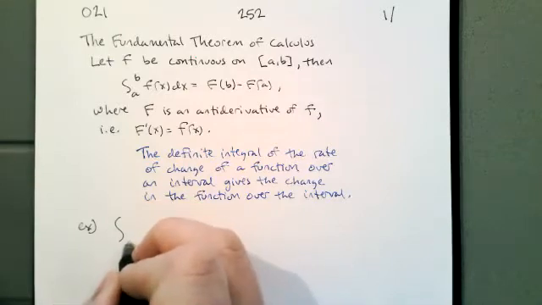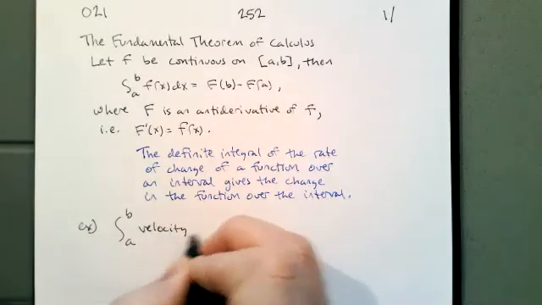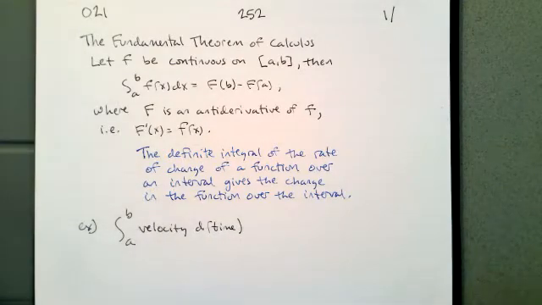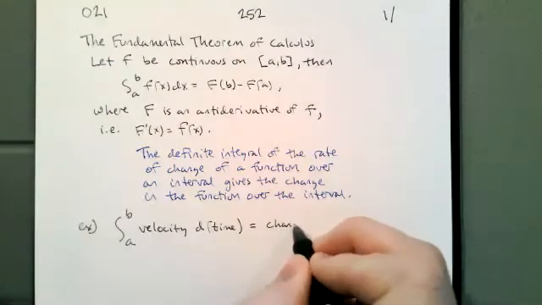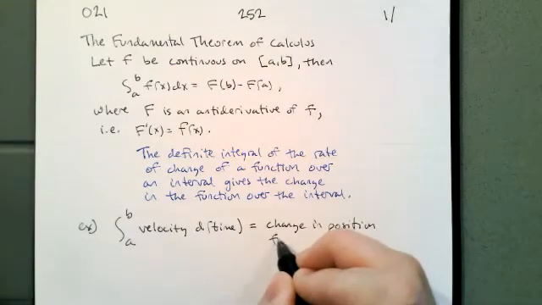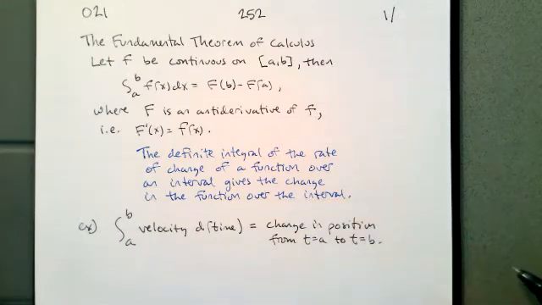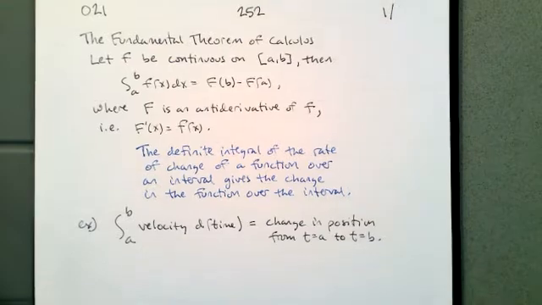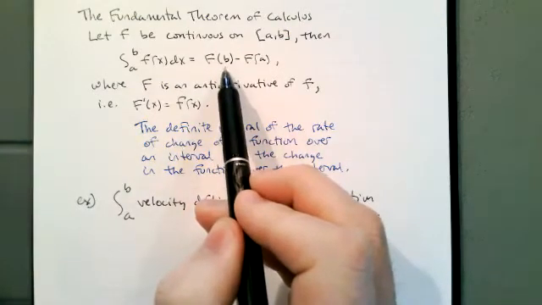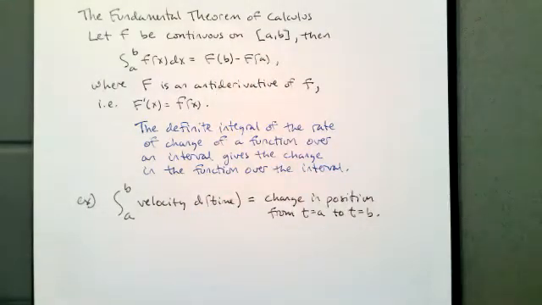if we integrate from time a to b a velocity function with respect to time, that's going to be a change in position from time A to time B. We read that as the change in position by evaluating the position at B where we ended up and the position at A where we started and just subtracting. That's the change in the position.